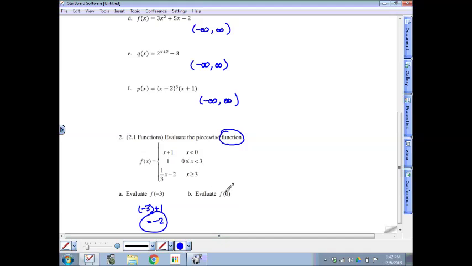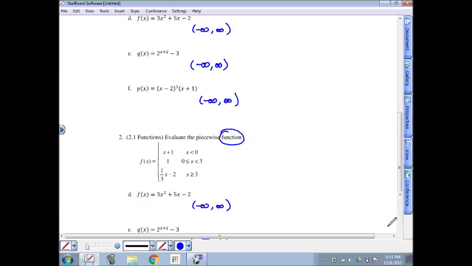For part B, an input of 0 fits into this middle piece here. Now that part of the function has no input. It only is ever going to equal 1, regardless of x is 0, 1, or anything up, but not including 3. So if you plug in a 0 into this middle piece, you're always going to get a 1.